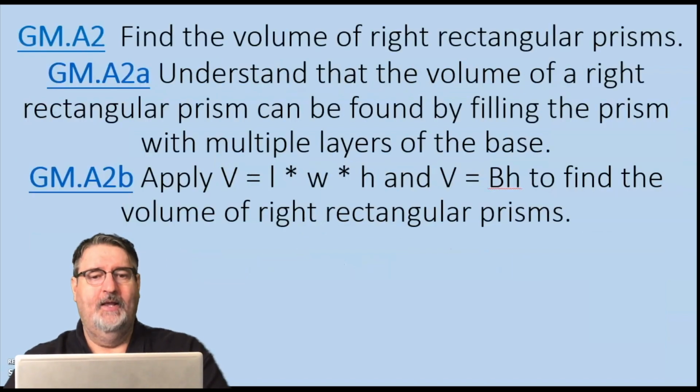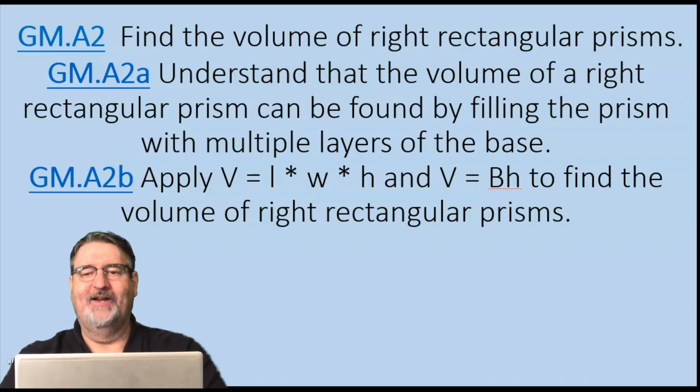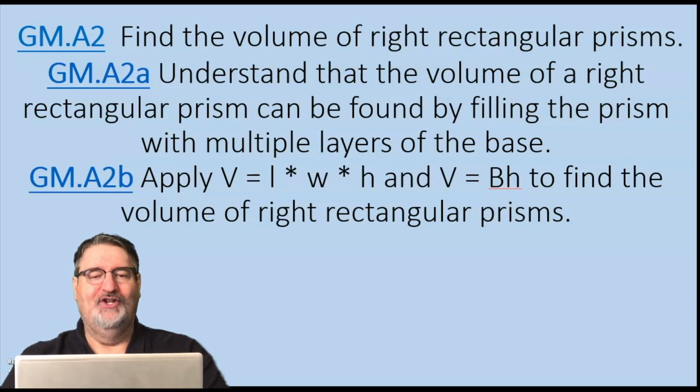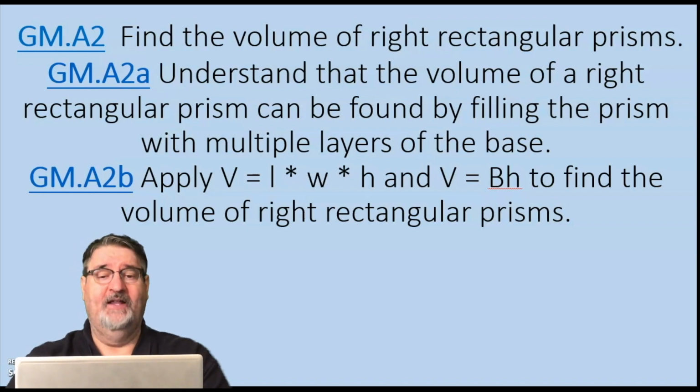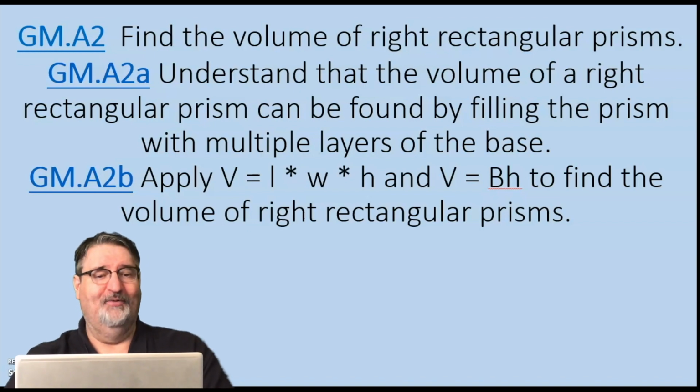We're going to go over the standards for today. The first one is GMA2, find the volume of right rectangular prisms. GMA2A, understand that the volume of a right rectangular prism can be found by filling the prism with multiple layers of the base. GMA2B, apply volume equaling length times width times height and volume equaling B times H, or base times height, to find the volume of right rectangular prisms.